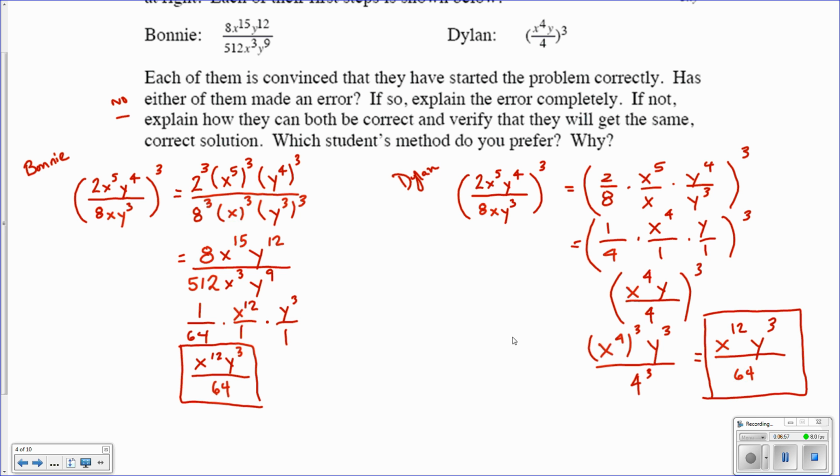Now, what's one way you can verify that these are correct? You can plug in values for x and y, and after you plug those values in, you should get an overall value. You should get the same thing no matter which expression you use if they are truly equivalent.